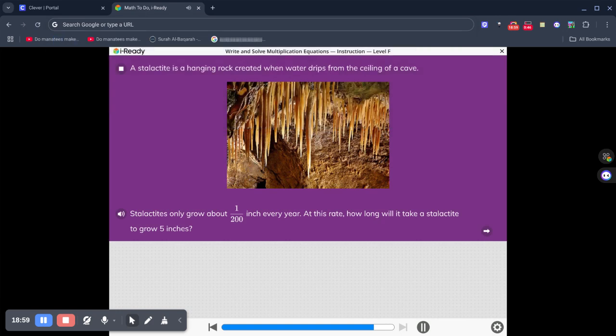A stalactite is a hanging rock created when water drips from the ceiling of a cave. Stalactites only grow about 1/200th inch every year. At this rate, how long will it take a stalactite to grow 5 inches?